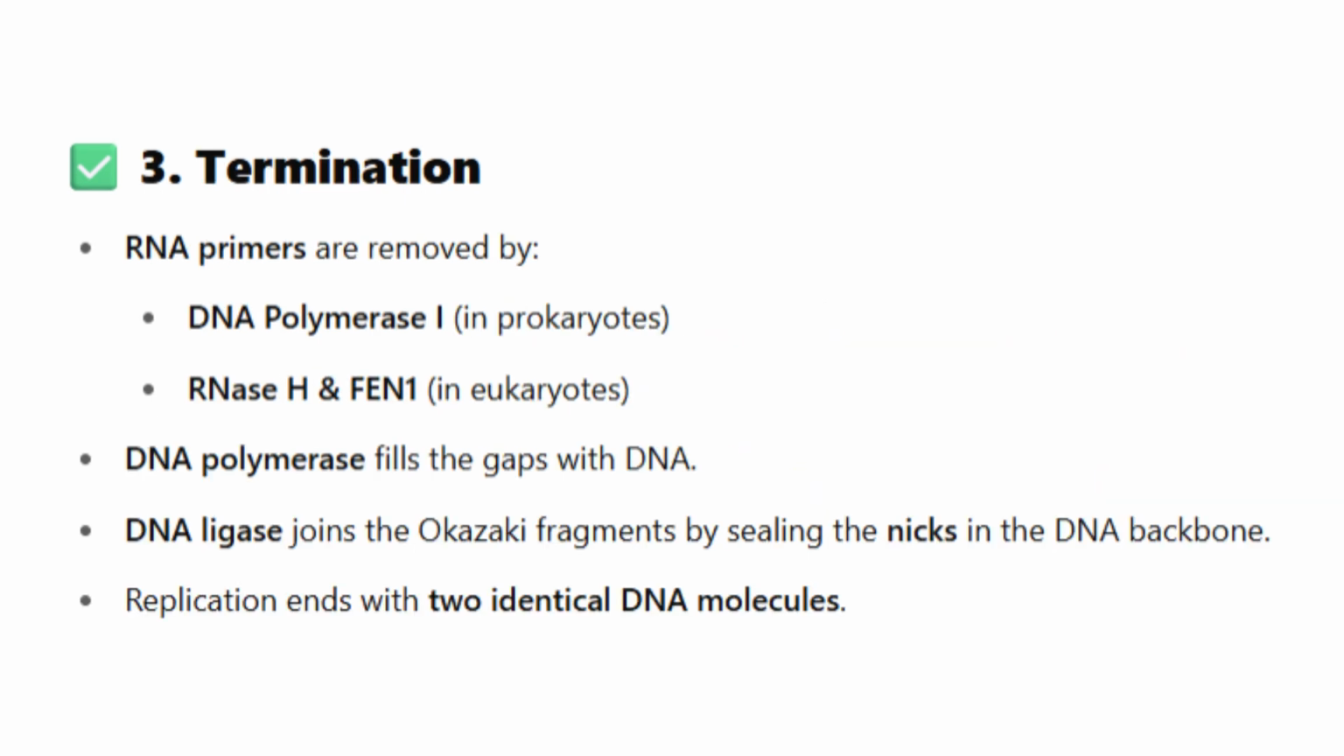3. Termination. RNA primers are removed by DNA polymerase I in prokaryotes, and by RNase H and FEN1 in eukaryotes. DNA polymerase fills the gaps with DNA. DNA ligase joins the Okazaki fragments by sealing the nicks in the DNA backbone. Replication ends with two identical DNA molecules.